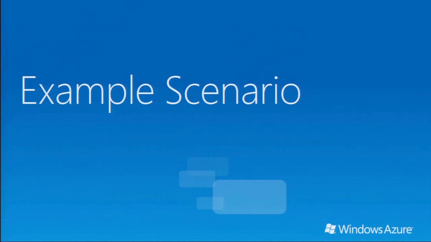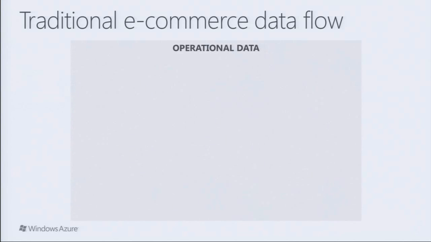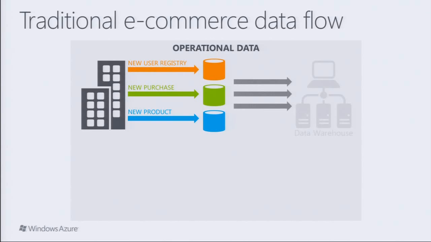So here's an example scenario in the enterprise. In the traditional e-commerce data flow, here's an example of an online store where new user registrations, new purchases, and additional products that you have to add to a catalog are stored in a traditional relational database management system. And the data is usually very well understood and very well defined.